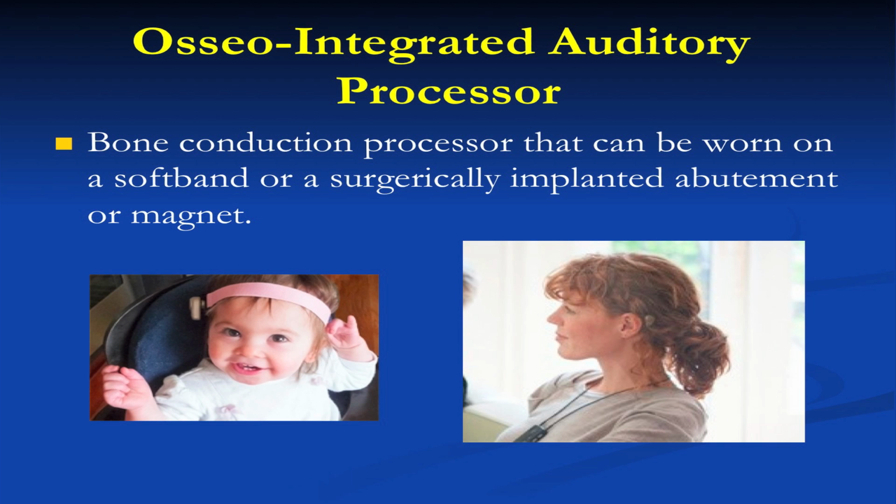You can do the abutment, which is a post in which a titanium screw is placed inside the bone, and the bone grows through the screw to anchor it in the skull. And then the processor can snap on and snap off. The other option is a magnet plate that is implanted under the skin, and then the processor is able to connect to the magnet plate and transfer the sound through vibration as well.